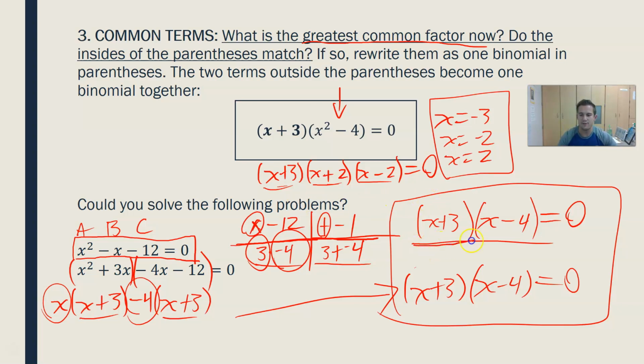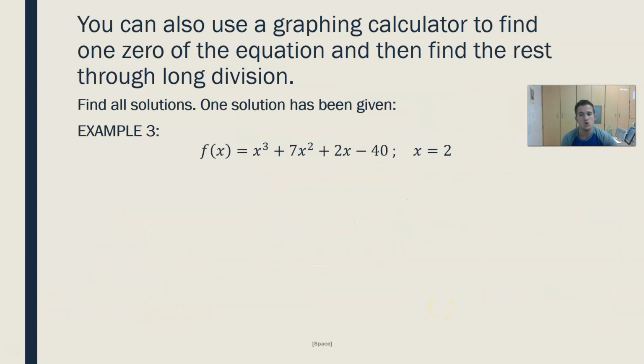So I'm not going to dwell too hard on that. We know a way to factor quadratics already. If you really like this factoring by grouping method and you get really good at it, do it. So, the last example that we're going to talk about: up here it says you can also use a graphing calculator to find one zero of an equation and then find the rest through long division.